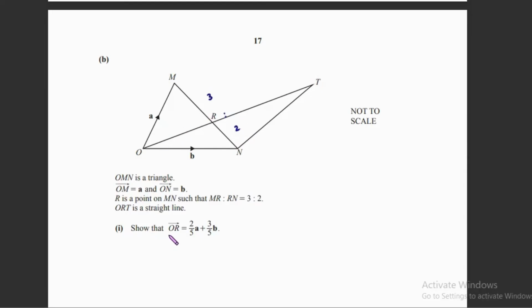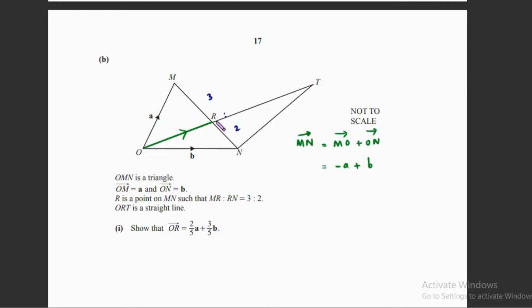So we are supposed to find what O to R is. So that is going to be from here to here. This is what we are supposed to find. First, I'm going to find what M to N is. So if I'm to find what M to N is, I need to go from M to O and then O to N. So M to O and then O to N. That is the route I have to take. So O to M is A. So M to O will be negative A. With that, I need to add O to N, which is B. So this is going to be M to N.